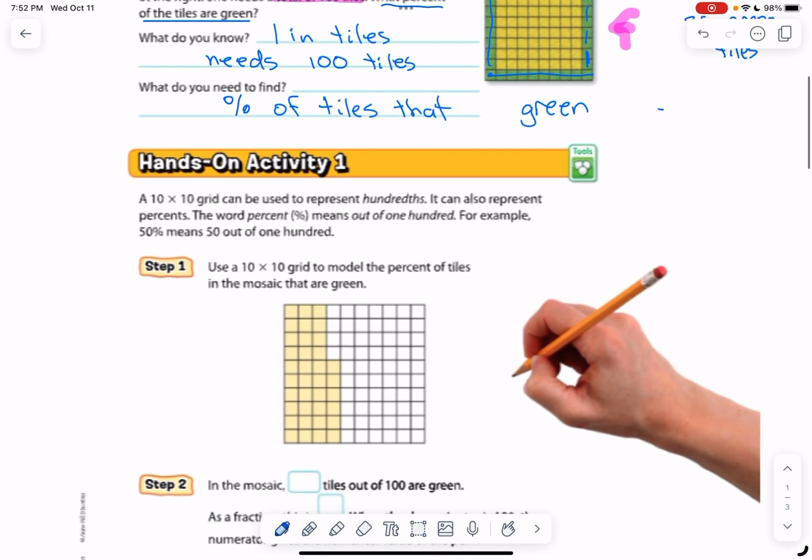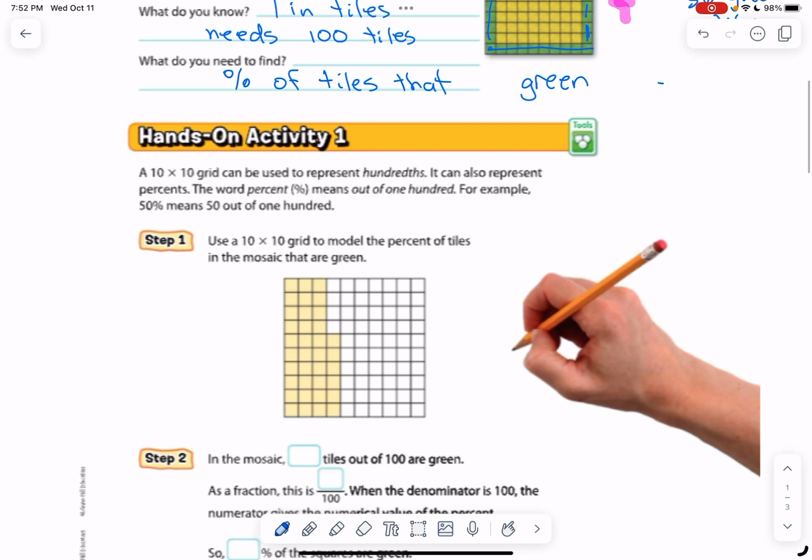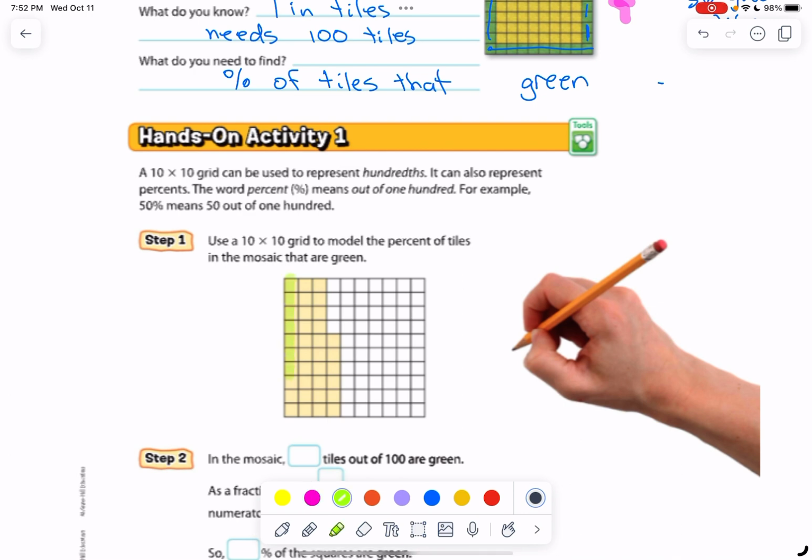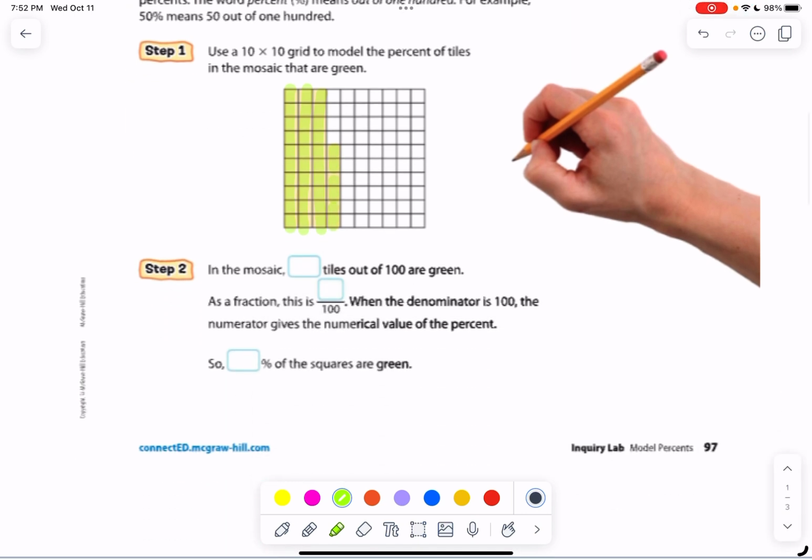How can I use that information? Well, first they're challenging us here to represent those 36 tiles the way we would maybe normally do it if we were just filling out a hundreds grid. So let's do that in green. So we have 10, 20, 30, 32, 34, 36. In the mosaic, how many tiles out of the 100 are green? Well, that would be 36.